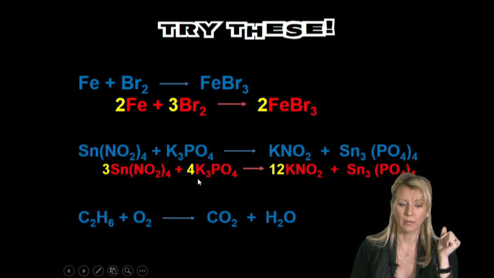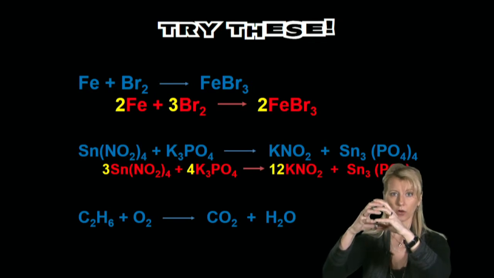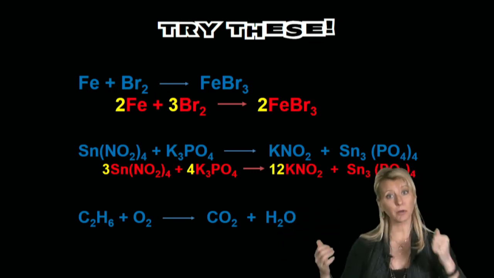So if I have 12 of them, I have to look on this side. Here it tells me I have 4 of them, so I have to put a 3. That now means I have 12 of them. So I have 4 plus another 4 plus another 4, which gets me 12, okay, which is perfect.